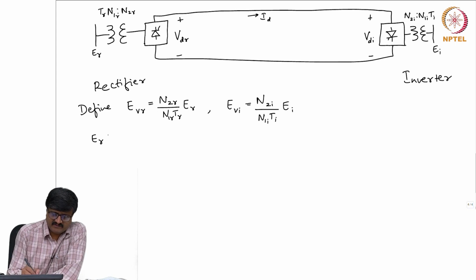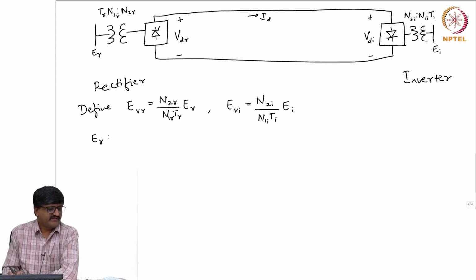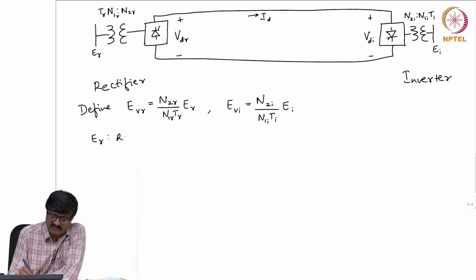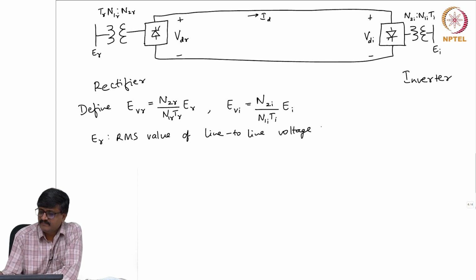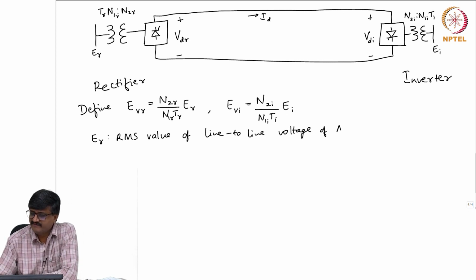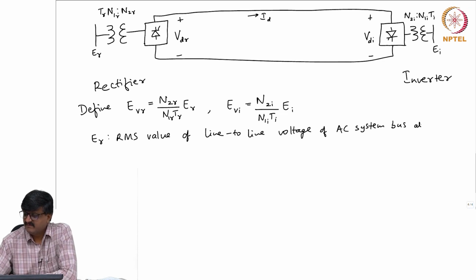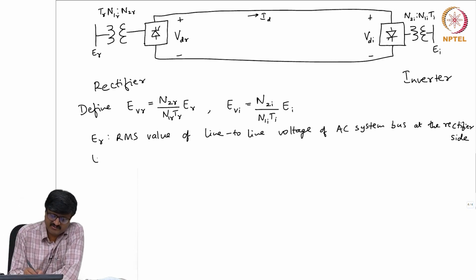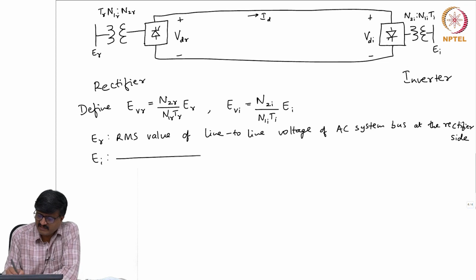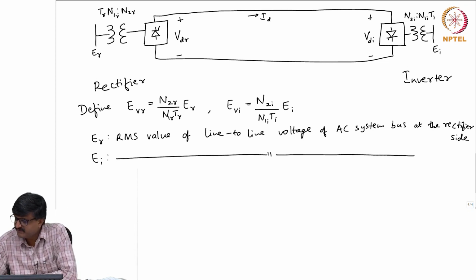So, okay, let me write this. ER is the RMS value of line to line voltage of the AC system bus at the rectifier side. When it comes to EI, it is also the RMS value of line to line voltage of the AC system bus at the inverter side.